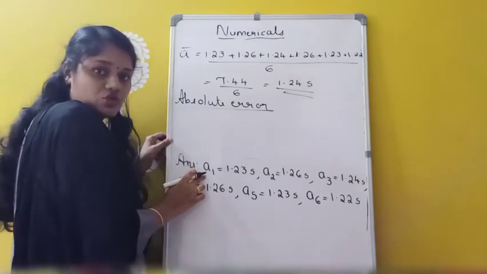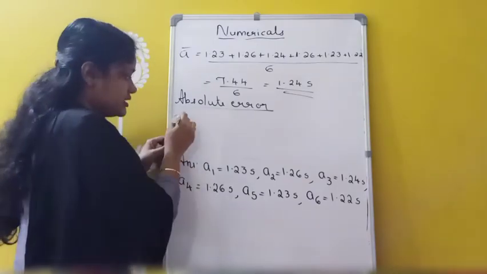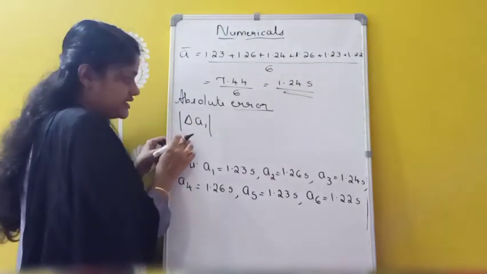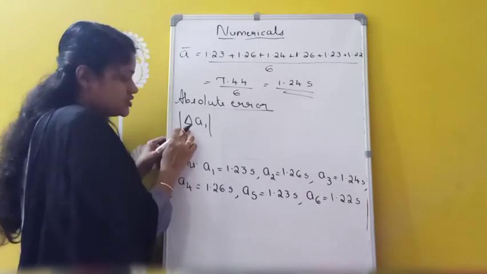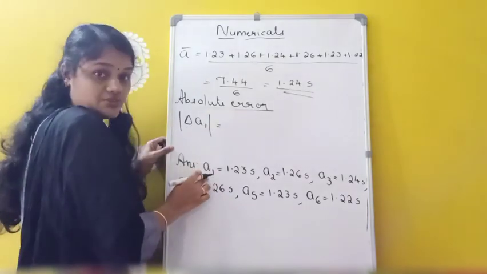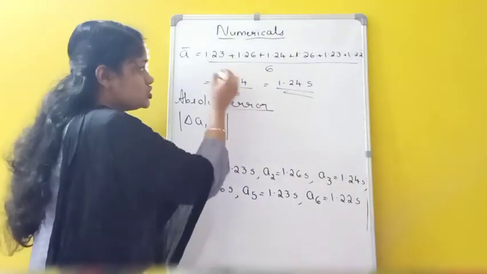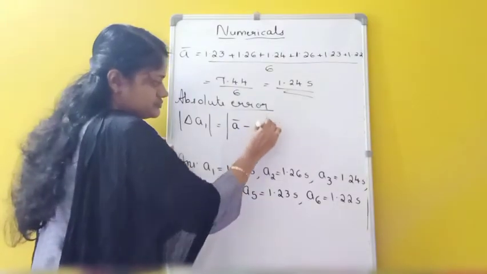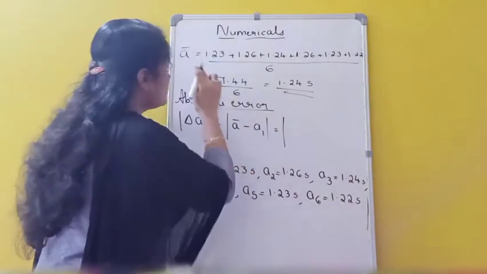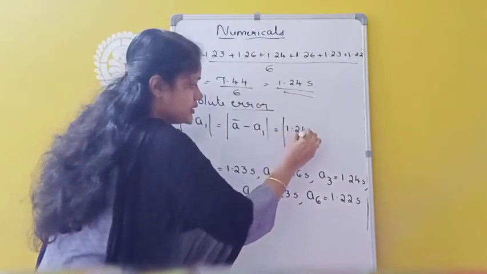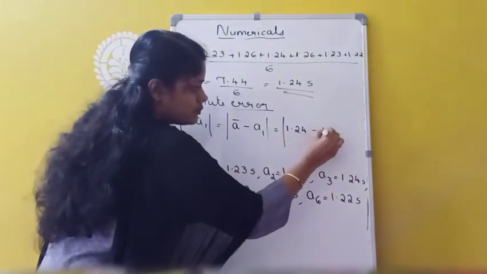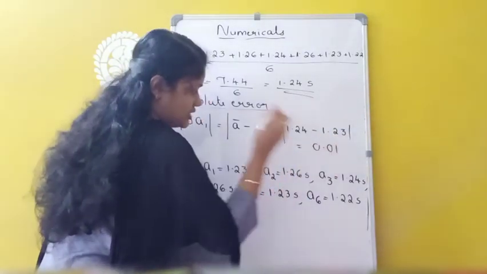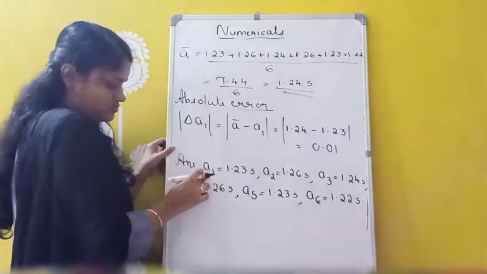Suppose I am finding the absolute error in the measurement of the first value A1. That is written as modulus of delta A1. Always when you are finding the absolute error you have to put the modulus. So delta A1 means the absolute error in the measurement of A1. You find it as true value minus the measured value A1. The true value here is 1.24, minus the measured value 1.23, so you get 0.01. This is the absolute error in the measurement of the first quantity.